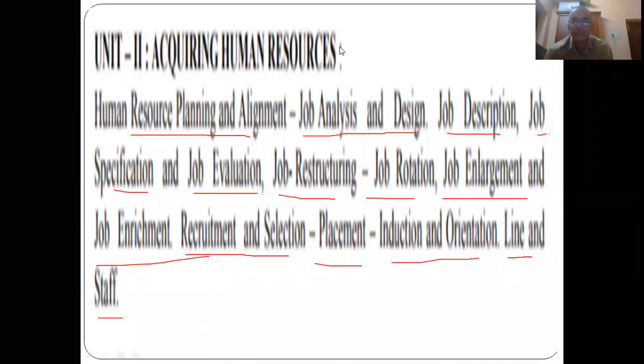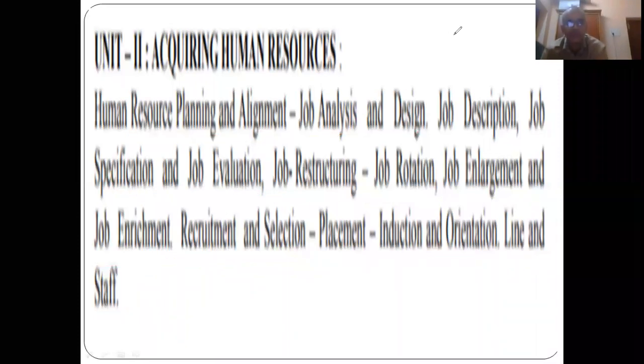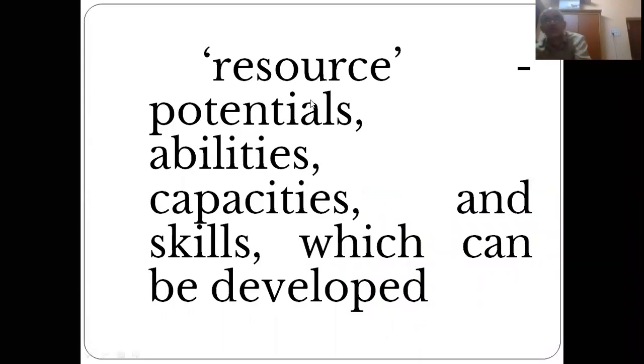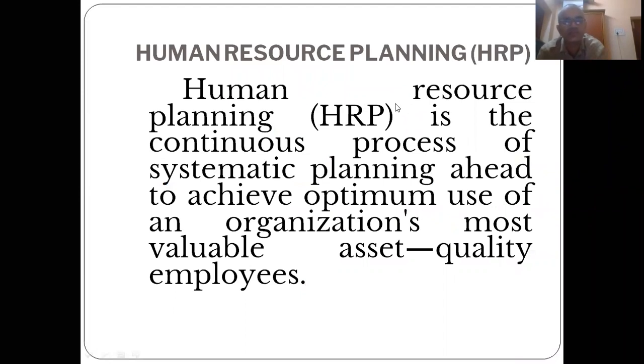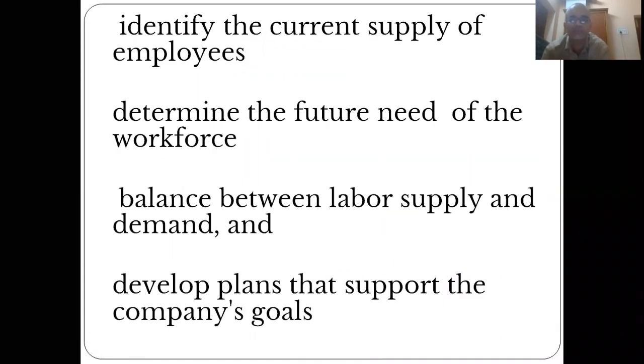In HRP, we have learnt the concept of HRP, certain definitions we have seen, and we will continue with HRP, that is human resource planning. We have already learned what resource means. Resource has potentials, abilities, capacities, and skills which can be developed. And with reference to human resource planning, it is a continuous process of systematic planning to achieve optimum use of the organization's most valuable asset, that is quality of employees.